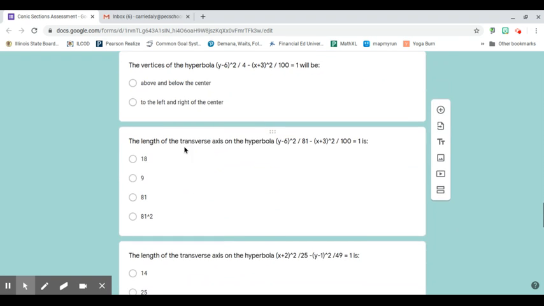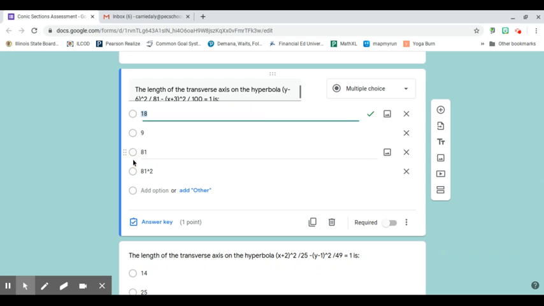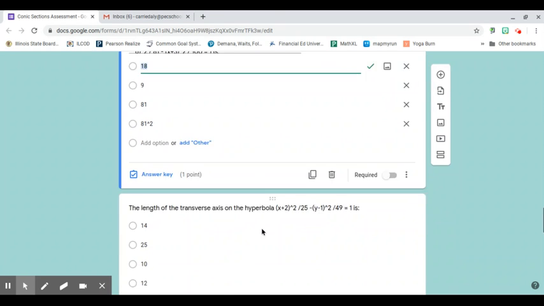The length of the transverse axis on a hyperbola. Remember that the transverse axis is the distance between your vertices. So it's the length from one vertex through the center to the other vertex. Since I don't care where my center is, but because it's opening up and down, y squared is positive, I would go up 9 and down 9, making the total length of the transverse axis 18.